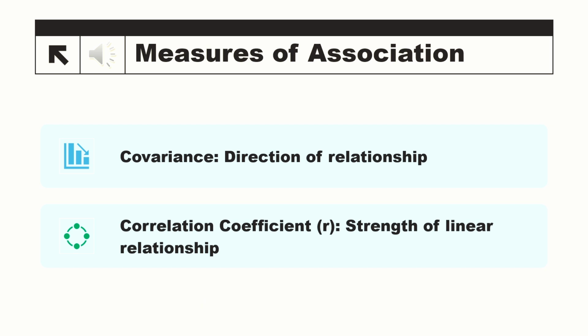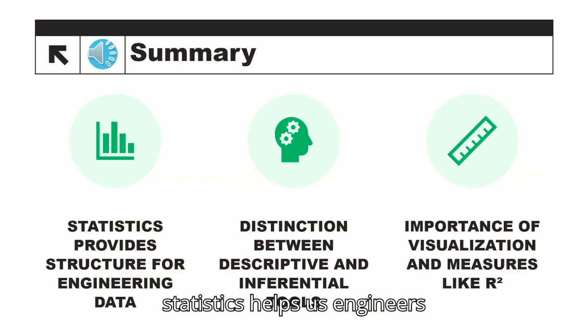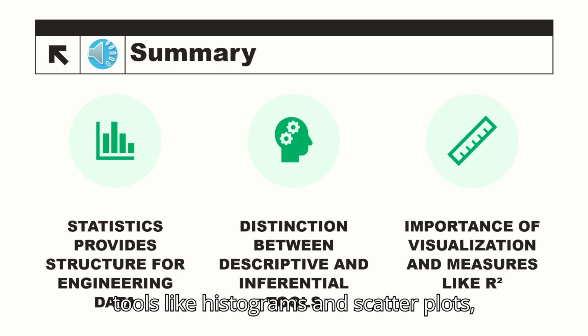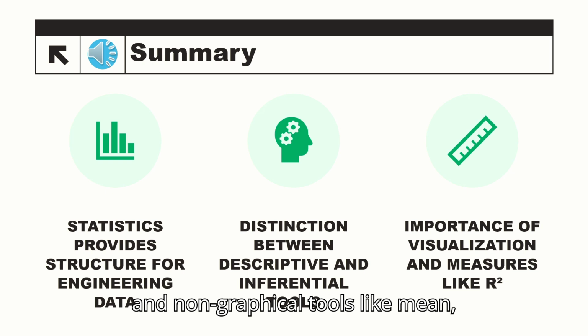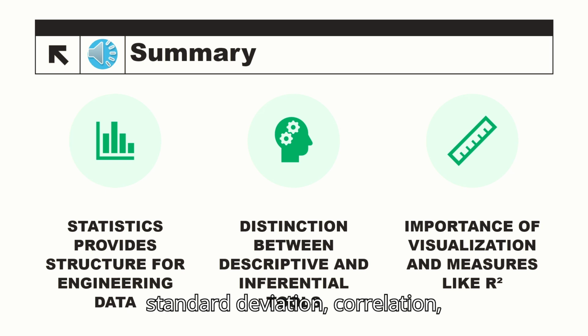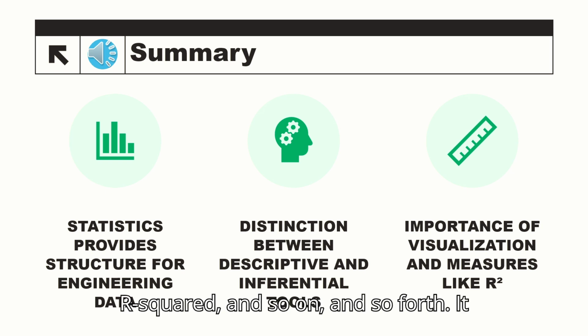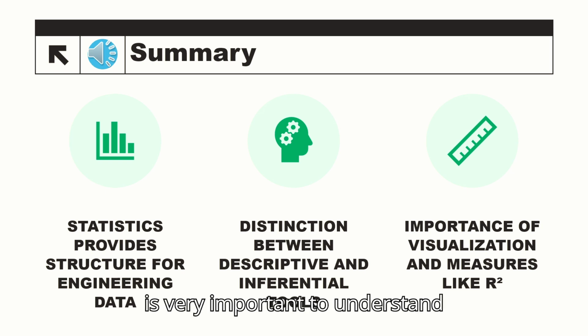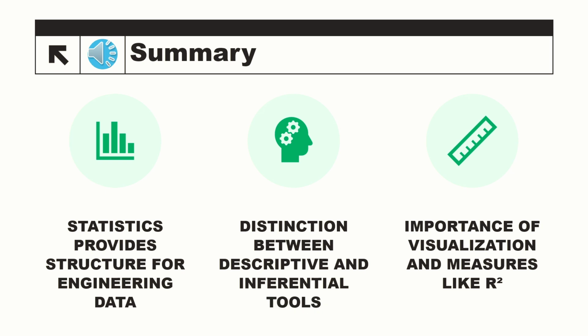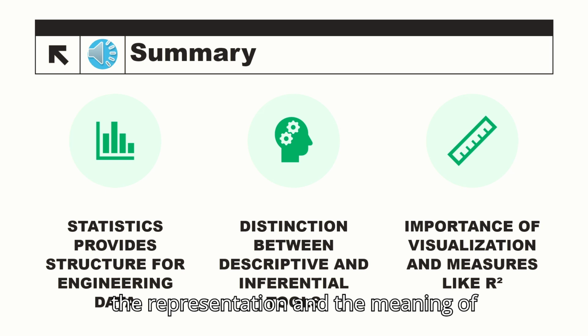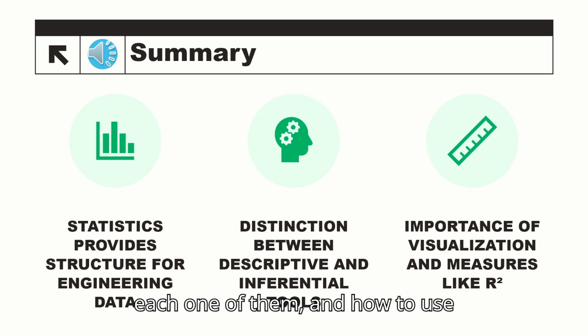So to wrap up, statistics helps us engineers turn raw data into reliable decisions. We have graphical tools like histograms and scatter plots, and non-graphical tools like mean, standard deviation, correlation, R-squared, and so on and so forth. It is very important to understand the representation and the meaning of each one of them and how to use it.